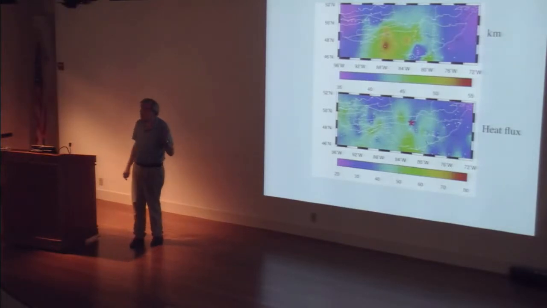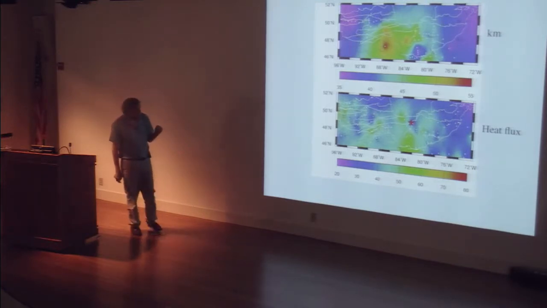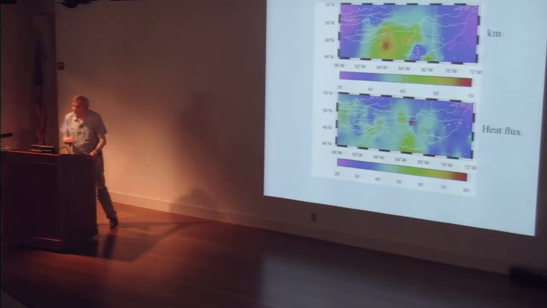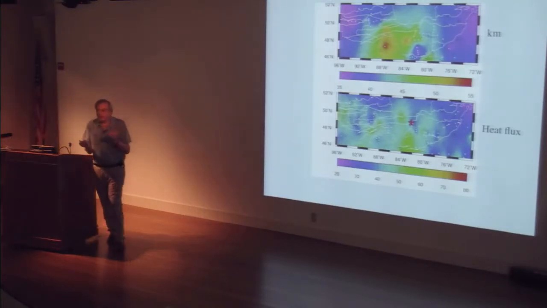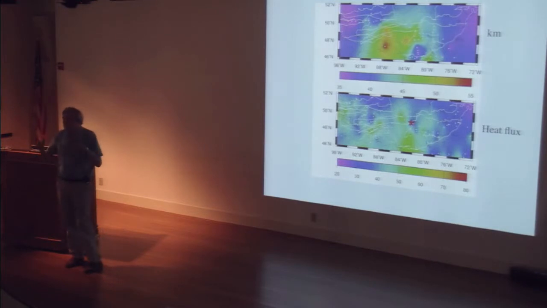We see this in the Trans-Hudson. We see this also in parts of the Grenville Front where the crust has been thicker. It's always where the crust is thickest that we've got the lowest heat flow values. So again, this is showing you that crustal thickness is not a good proxy for heat flux. The heat flux doesn't tell you about the crustal thickness. It tells you about the local heat production.